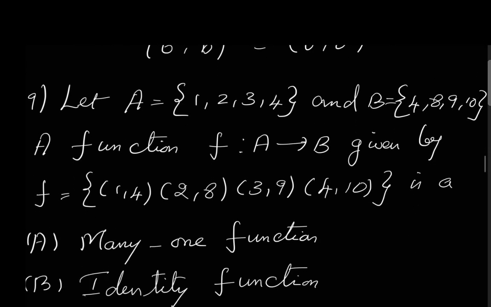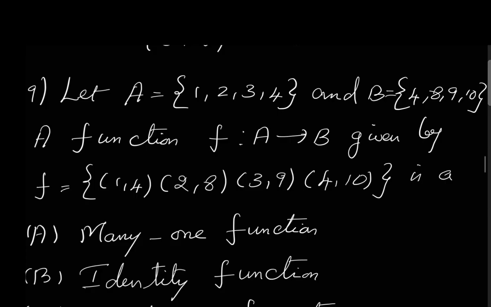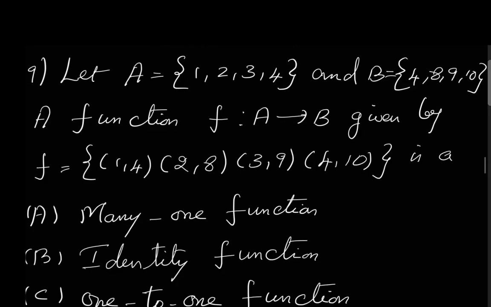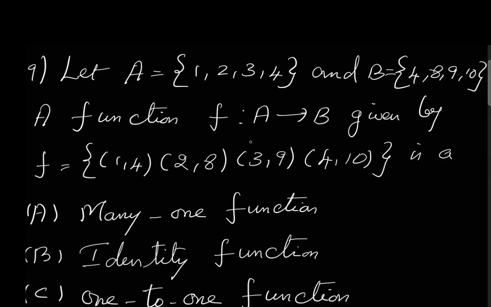Next question. Let A be {1, 2, 3, 4} and B be {4, 8, 9, 10}. So the function f from A to B is given by f = {(1, 4), (2, 8), (3, 9), (4, 10)}. You have to define this function. See, it is from A to B. Now first find the number of elements. A has 4 elements and B also has 4 elements.